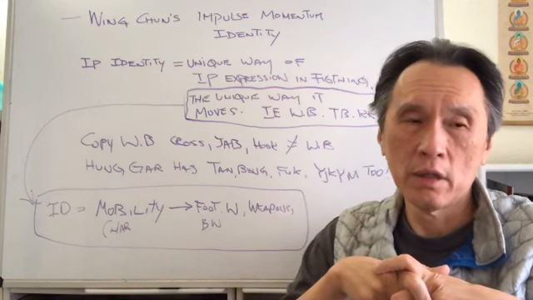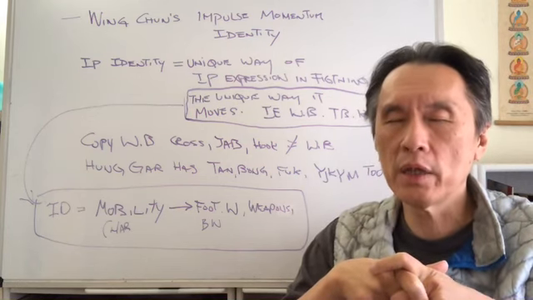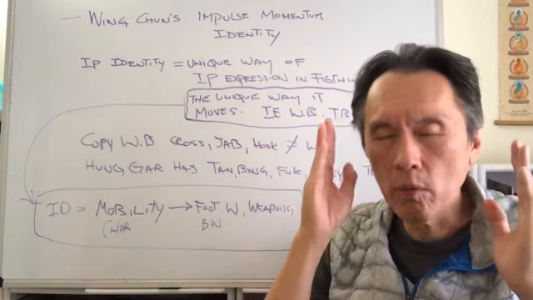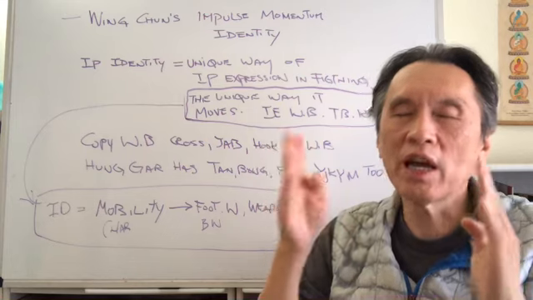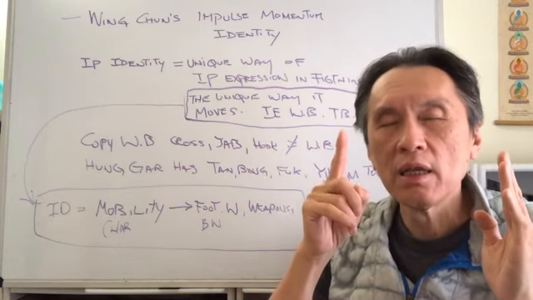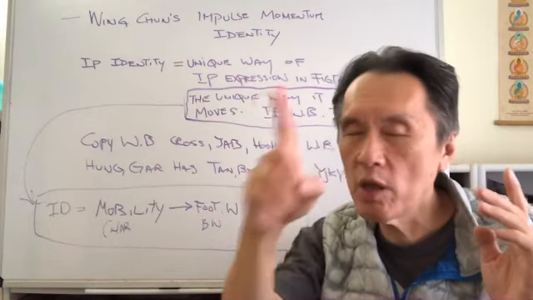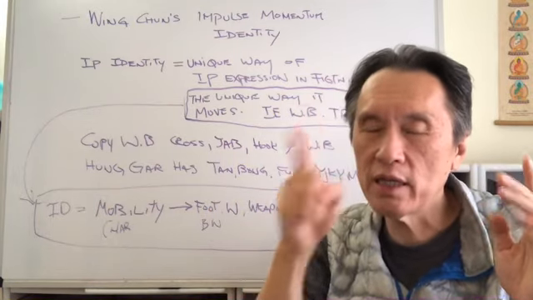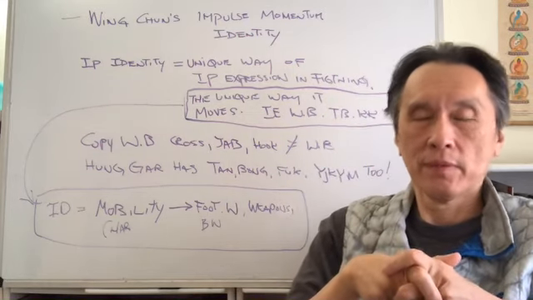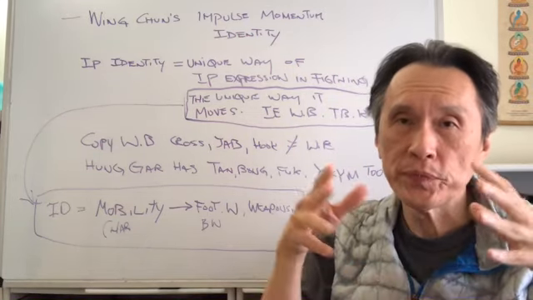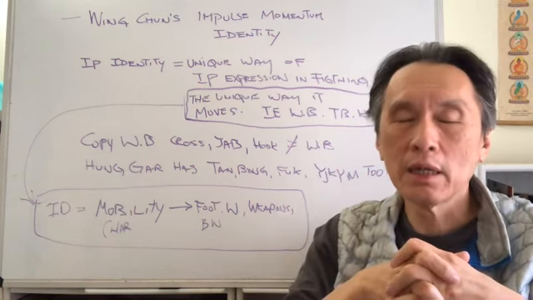Okay. So let's get to the bottom line. Imposed momentum identity. Go watch Kyokushin fighting a Taekwondo or Thai boxing fighter, and see, even though they both can use the round kick, every one of them has an imposed momentum identity. If Wing Chun doesn't have that, then there's no Wing Chun. It is as clear as this.